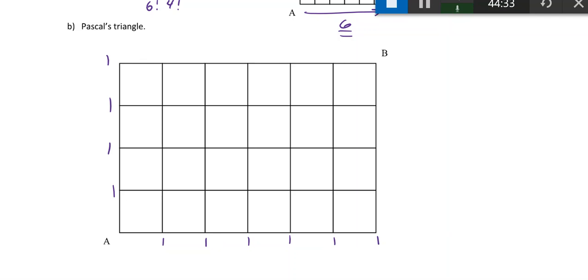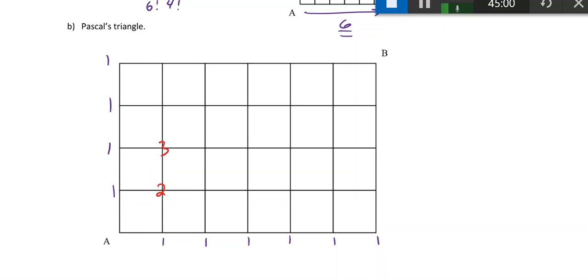If there was one way to get here and one way to get here, how many ways are there to get here? Well, there's going to be this way, or there's going to be this way. So there's going to be 2. I'll just do this one more time explaining it. How many ways are there to get to this spot? Well, this way, 1, 2, or 3. So that's going to be 3.